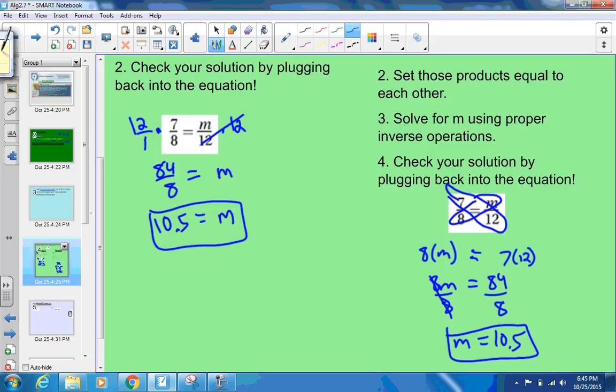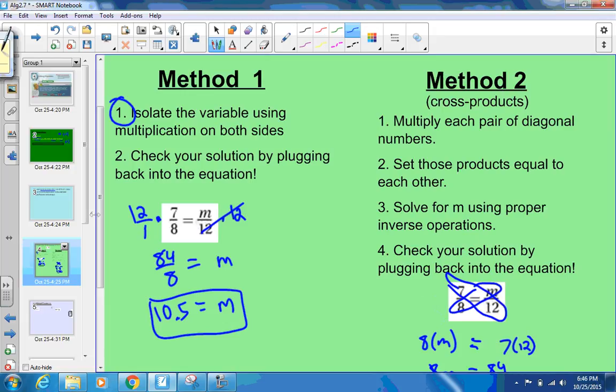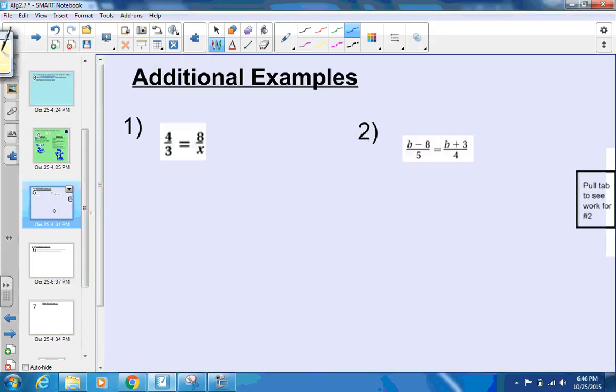Now it does say then to check your solution by plugging it back into the equation or into the proportion. You can trust me on this one, it will work out. The cross products property is the one that I would like you to use most often because it'll always work. So we're going to practice it with a couple more examples here. I would for sure have you try number 2 because that's one of the more challenging ones. Number 1 though we'll do real quick.